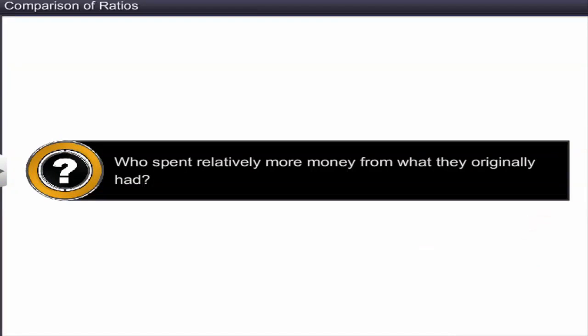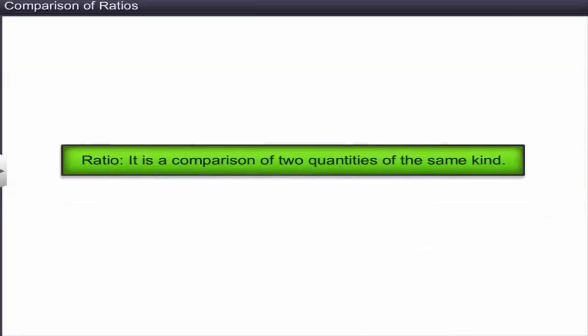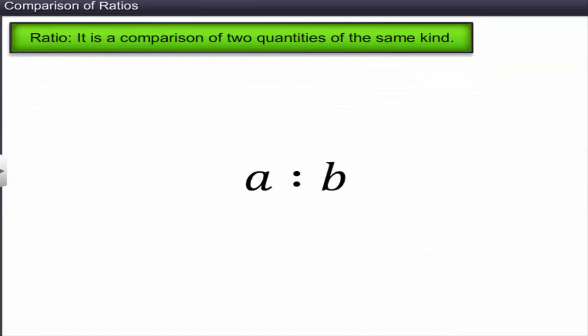Before you answer this question, let's quickly revise the fundamentals of ratios. A ratio is a comparison of two quantities of the same kind. Given two quantities of the same kind, the ratio between them is given by A:B. In a ratio A:B, A and B are called the terms of the ratio. A is called the antecedent and B is called the consequent.